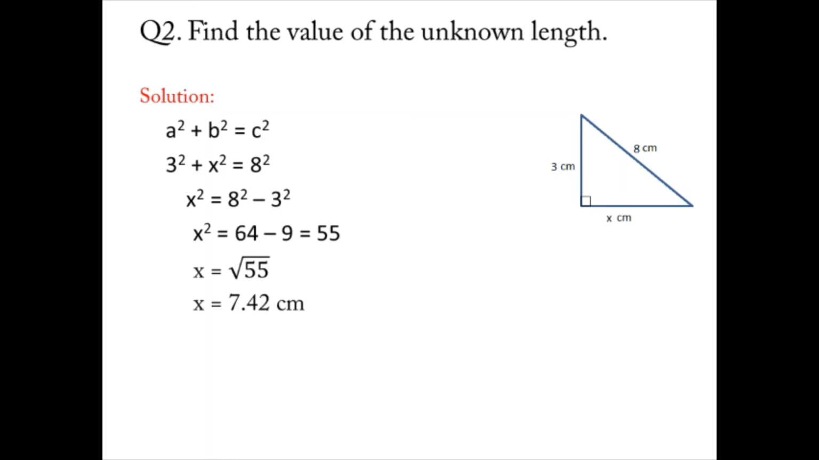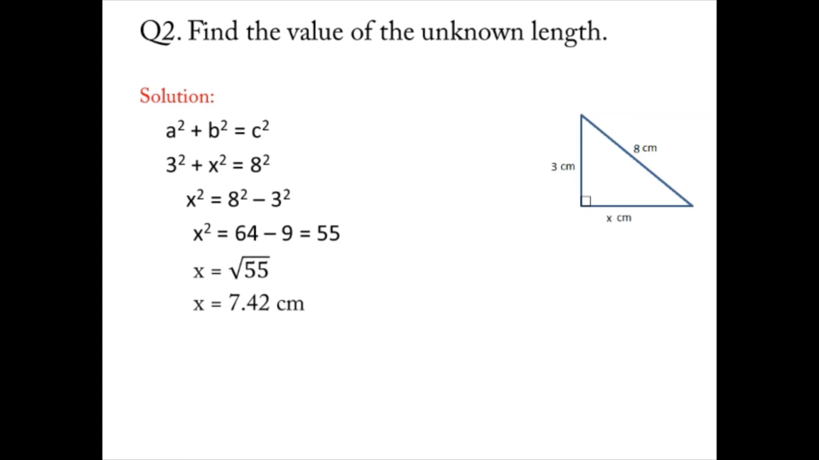8 square is 64 and 3 square is 9. So you have to do it like this. Don't do 8 minus 3 square. Okay, it is not correct. You have to do it separately. 8 square is 64 minus 3 square is 9. So 64 minus 9 is 55.